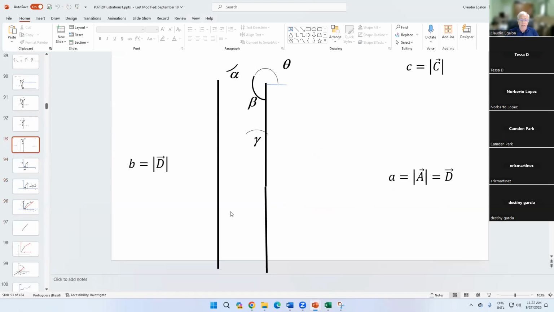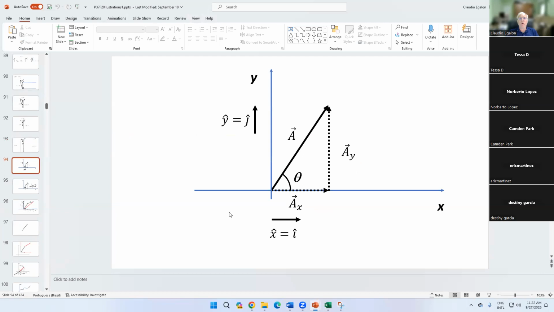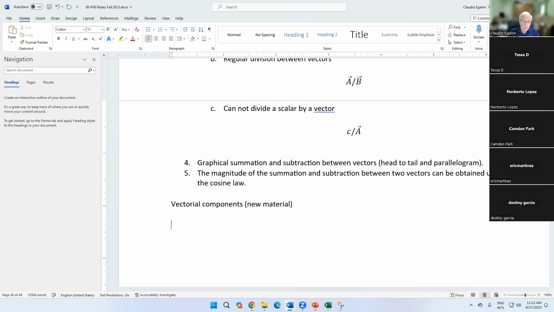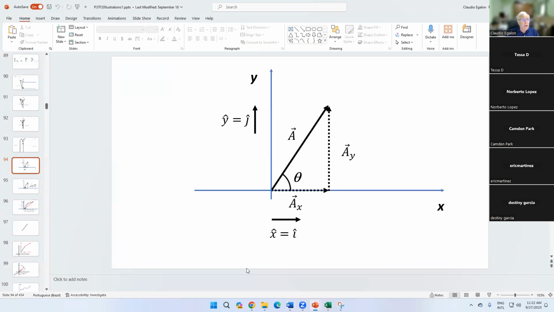Okay, so what else can we do? There's one more important thing that you have to know about vectors: vectorial components. We didn't cover this before. It's new material, right? So you can have components of a given vector. If you come up with an x and y axis and you have a vector, let's play the movie, right? I always like to play the movie.